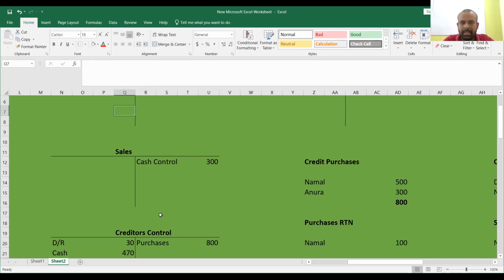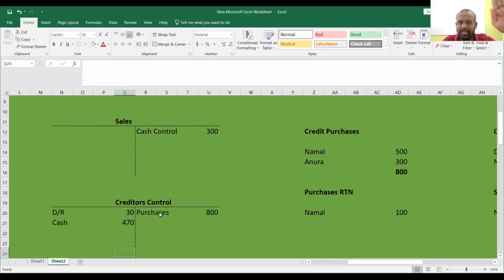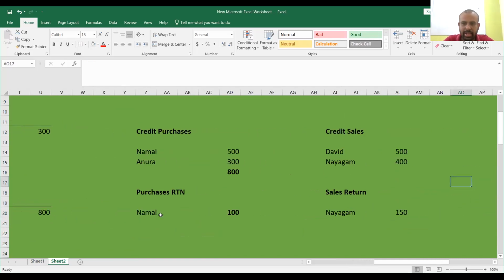Okay. Purchases return, double entry: purchases return account credit, trade payable control account debit. You can say here trade payable control debit, purchases return 100,000. Yeah, it's total 100,000.